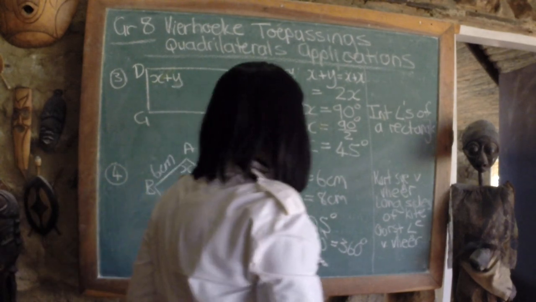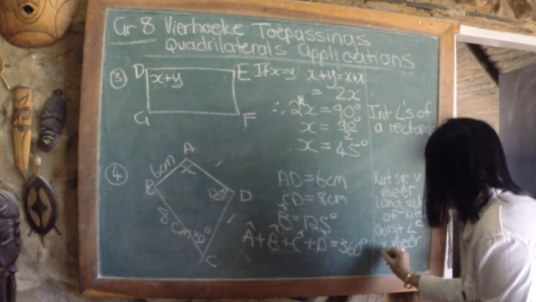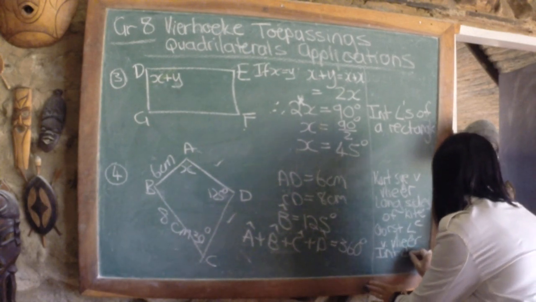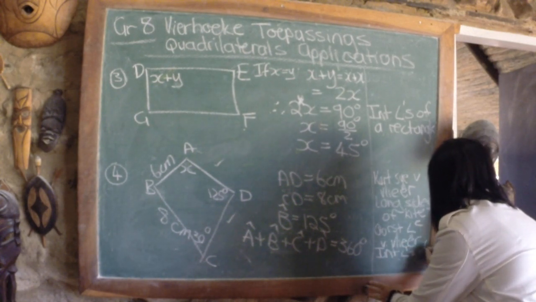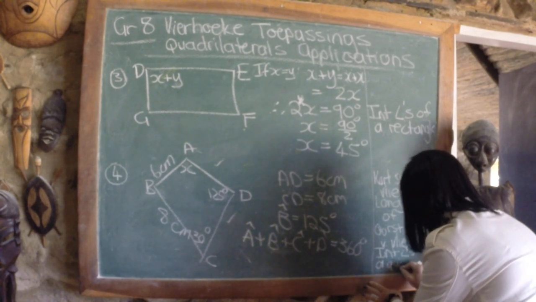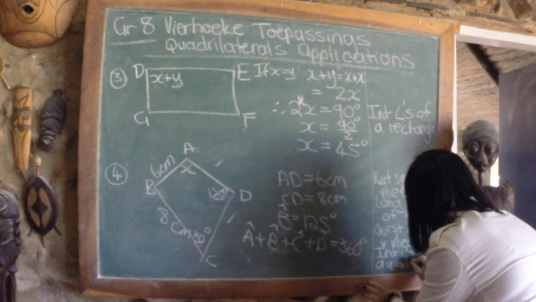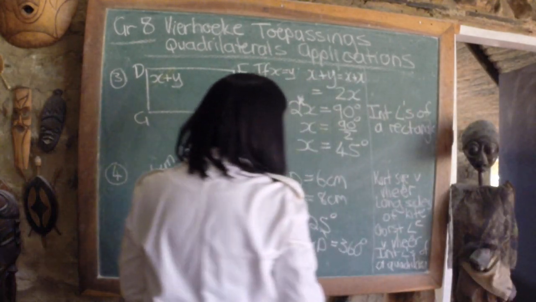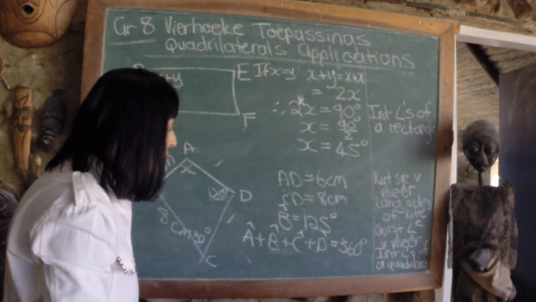Why that? Interior angles of a quadrilateral. Quadrilateral. Okay, in Afrikaans, binnehoeke van 'n vierhoek.